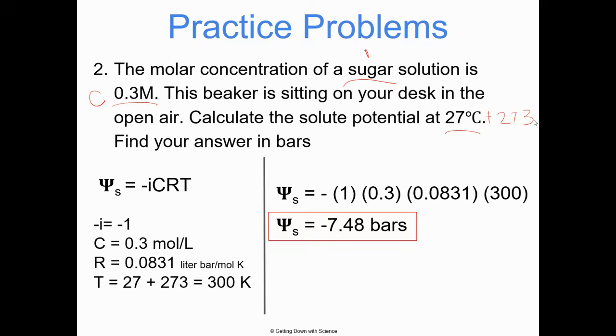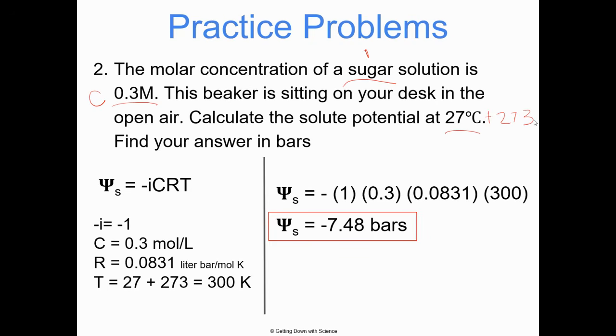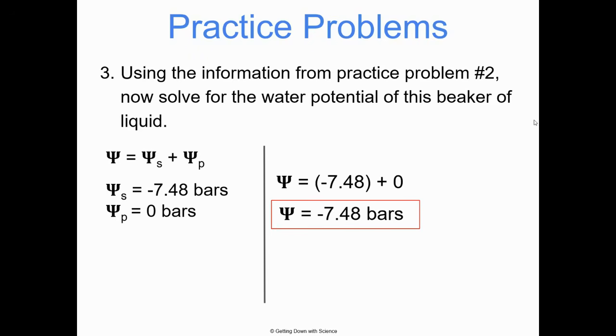Okay, let's look at problem number 3. Go ahead, look at this. It's asking us to go back to practice problem number 2. So I'm going to go back to it, but now I want you to solve for water potential. Okay, so using this information, go ahead and solve for water potential now. Okay, well, water potential, that's our formula. So we know what solute potential is, and then since it tells us that our beaker is in the open air or out on the lab desk, that means open air, so we know that the pressure potential is 0. So if we plug that in, our water potential in this case is also going to be negative 7.48 bars.